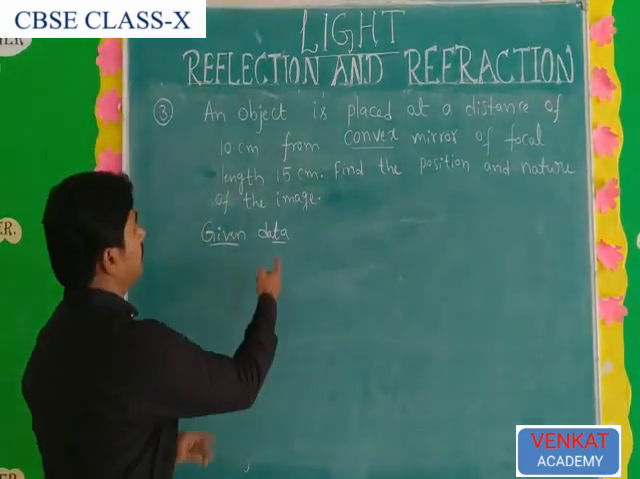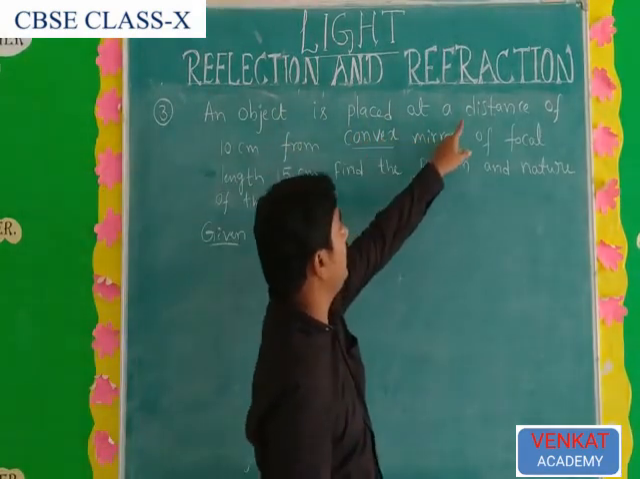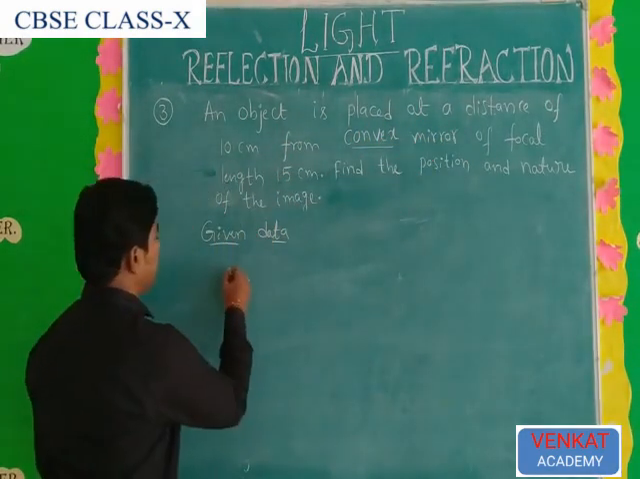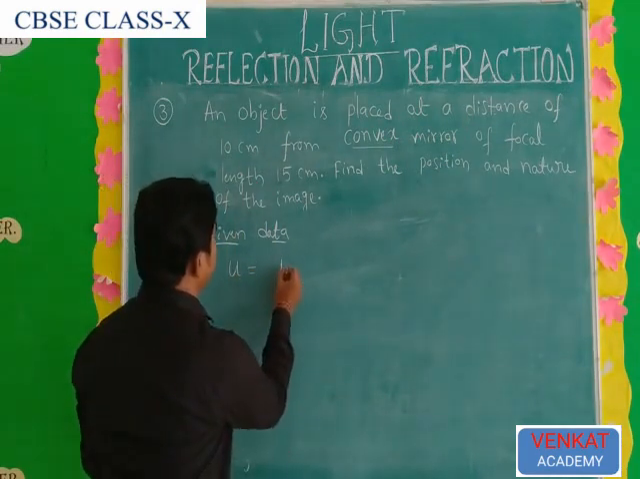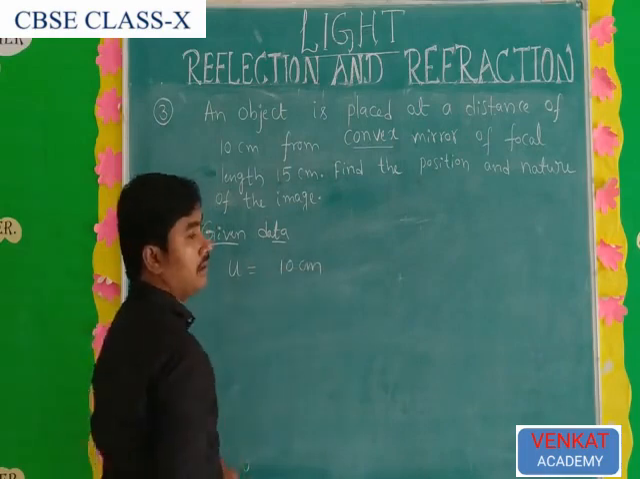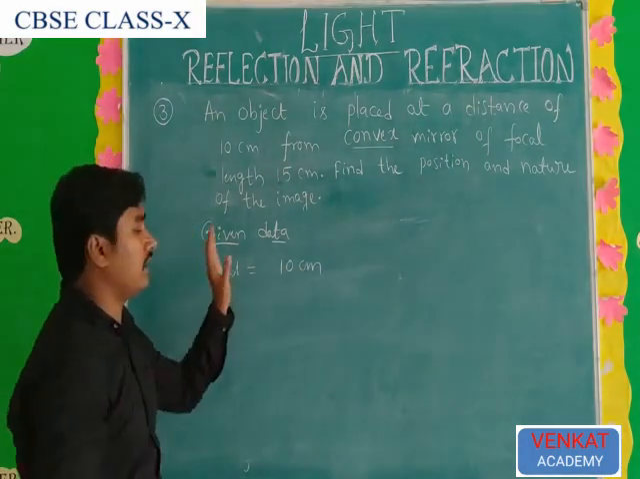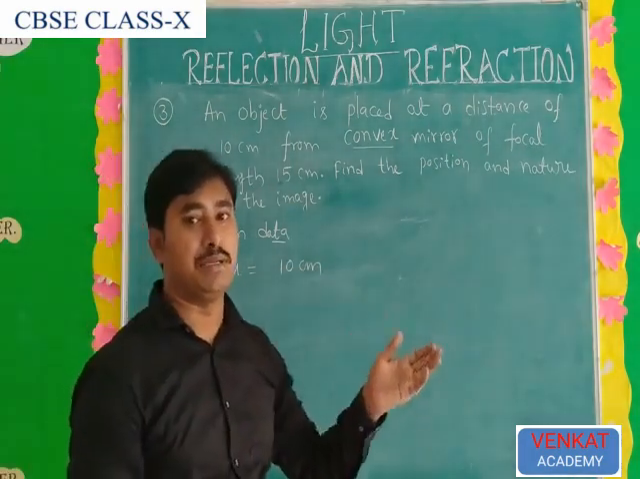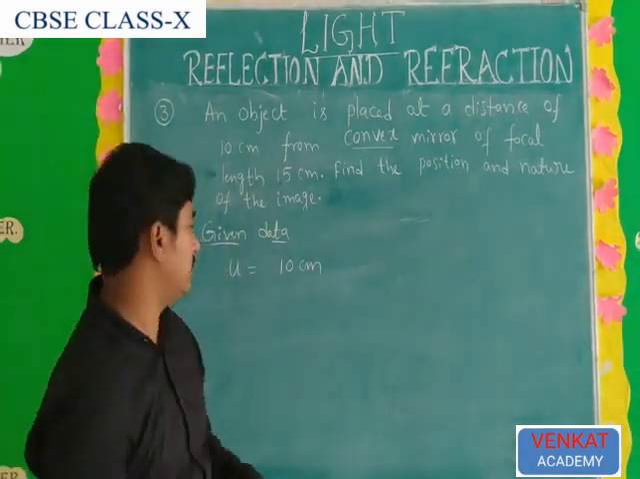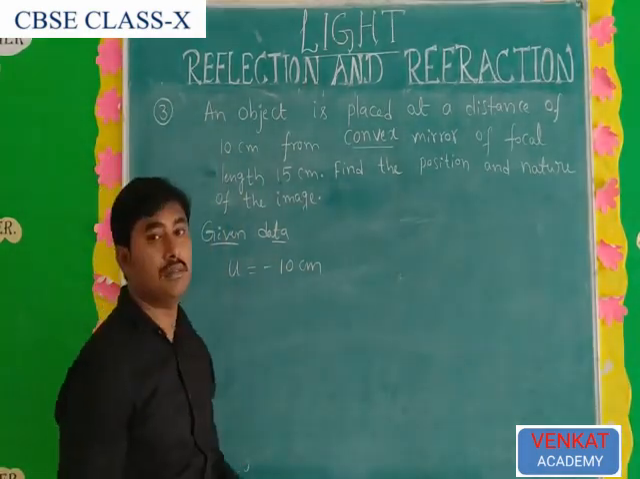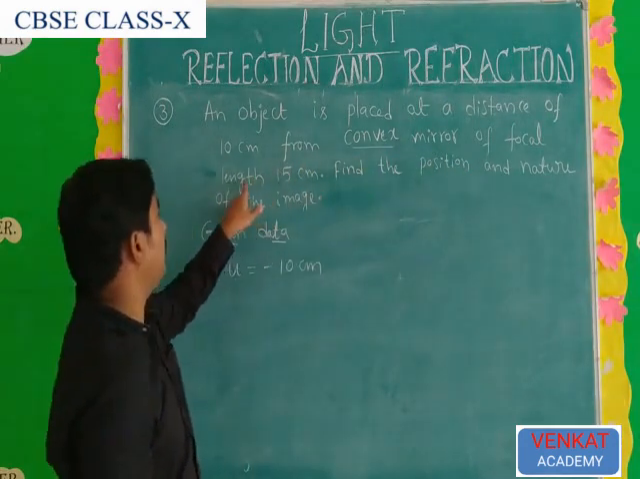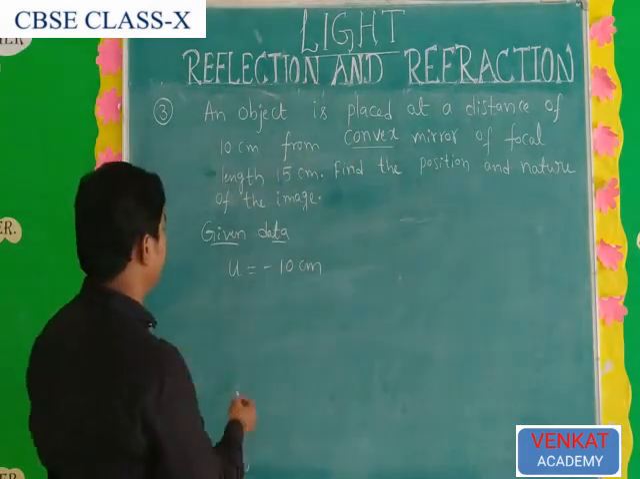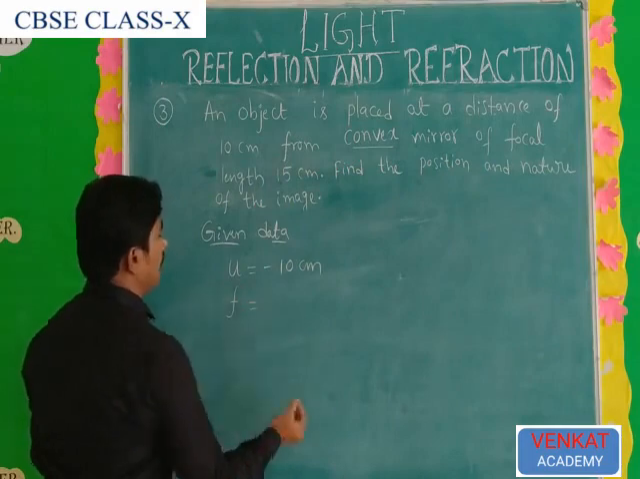First of all, the object distance is given. So what is the object distance? U is equal to how much? 10 centimeter. I already said that in a concave or convex mirror, object distance is always minus, negative. Next, they gave the focal length. Focal length of which mirror? Convex mirror. Focal length of convex mirror.